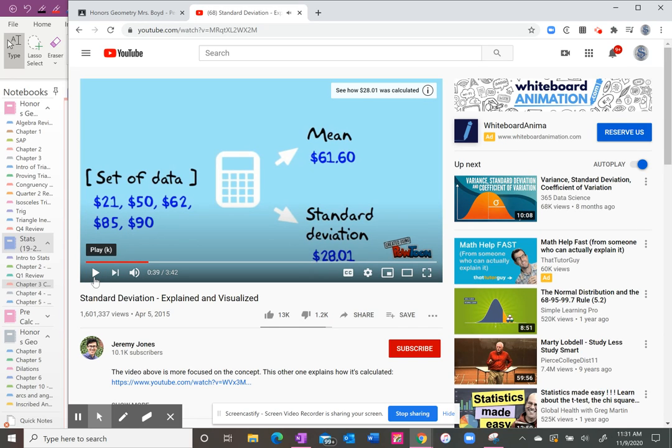So we know how to figure out what the average, or the mean, is, and now we're learning a new word called the standard deviation. And what they're telling us is that the standard deviation is $28.01.